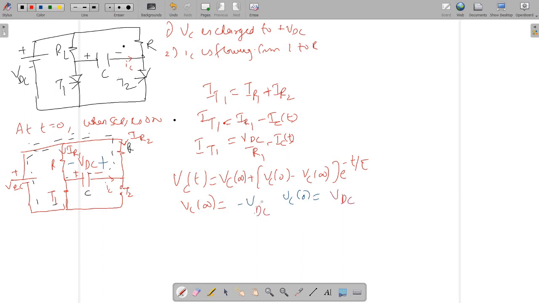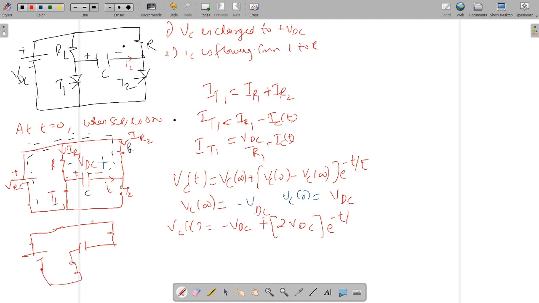Now if you put all these initial and final values in the above expression, what will you get? Minus VDC, that is okay, then inside it is VDC minus minus, that is twice VDC, e to the power of minus t upon tau. Now what is tau in this case? You can see this is VDC, then there is a resistor, then a capacitor, and T1 is turned on. It means the current is flowing through R and C. So tau will be equal to R into C. Now IC of t will be equal to what?